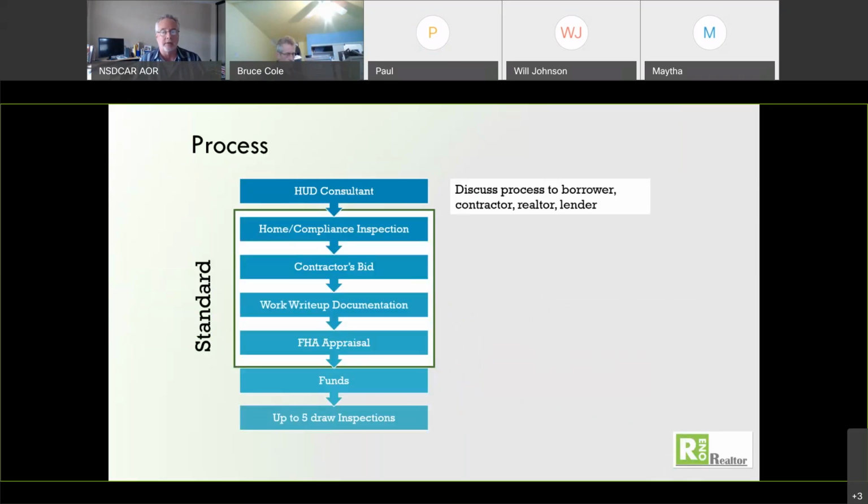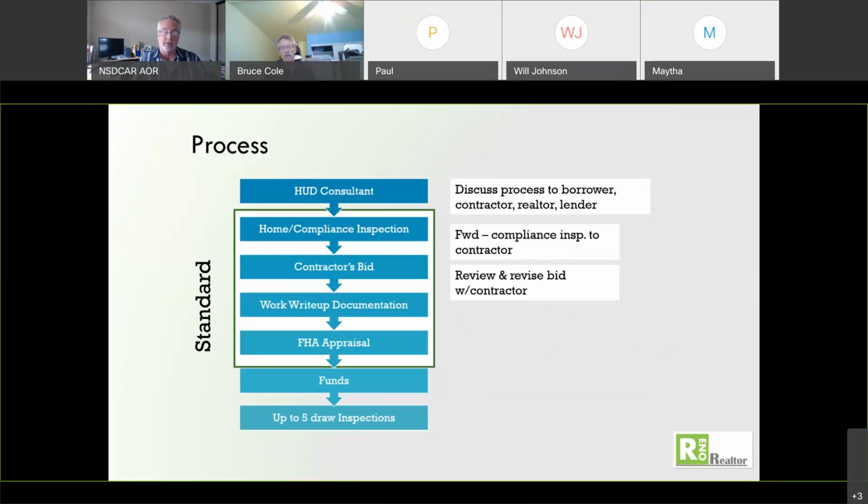My role as a HUD consultant. You really want to get the HUD consultant involved in any kinds of preliminary discussions, ideally before an offer is even made, just so we can start to go over the process and really get a game plan together so we can get through a successful escrow. And then once the home inspection compliance inspection is completed, that compliance inspection is then forwarded to the contractor.